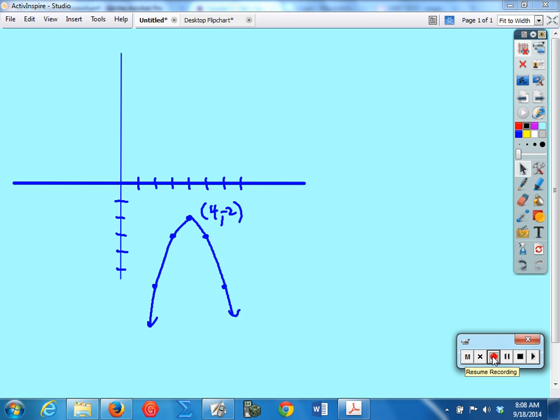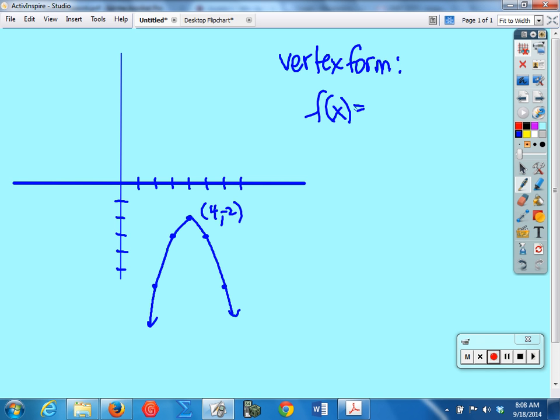So if you have a graph and you want to write the equation, I'll say what form I want it in. This one I want in vertex form. So what is vertex form? Like f of x equals a(x - h) squared plus k. And what else do you know about this? Like, what is the vertex when it's in this form? (h, k). Okay, h is the opposite.